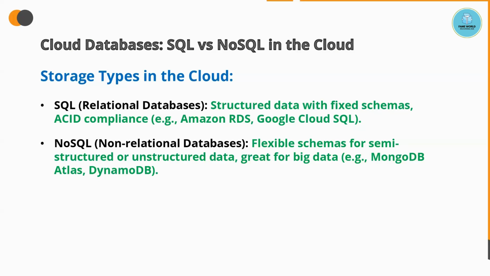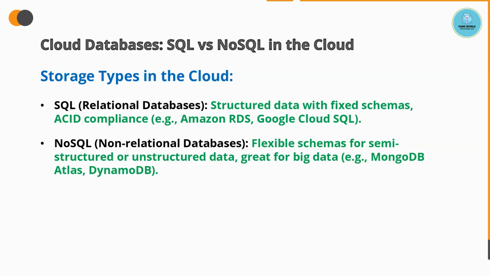It handles structured data with fixed schemas. Schemas are the database tables. ACID compliance, ACID properties are there. For example, in the case of the cloud, Amazon RDS and Google Cloud SQL are present for the RDBMS, the relational database management system.